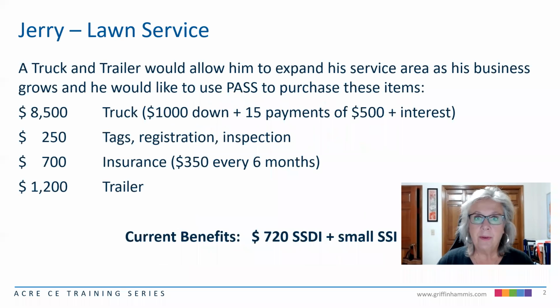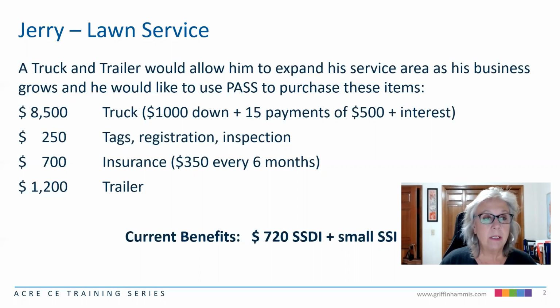Let me show you how that works by looking at an example for Jerry. For Jerry, PASS is particularly useful in that he needs a vehicle. And as you know, VR can't assist him with this. But PASS can purchase vehicles, and a PASS can also show that his business is, at least in part, supported by resources other than MRS, which is a requirement for self-employment.